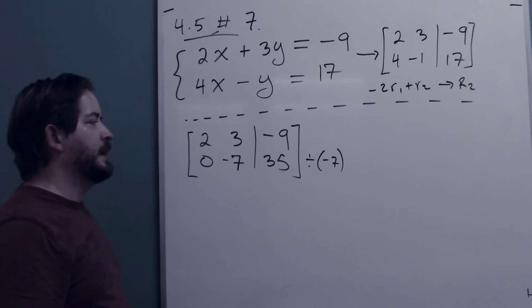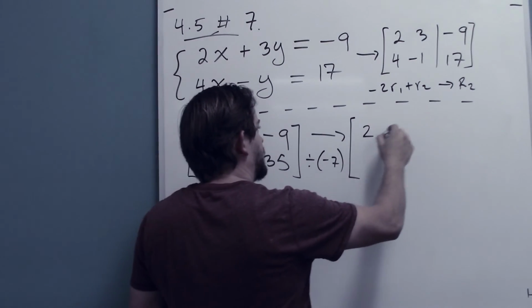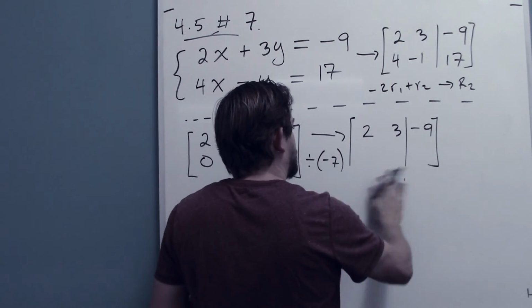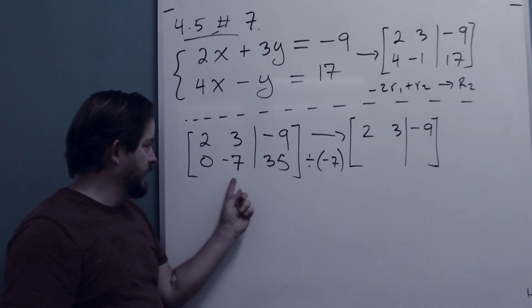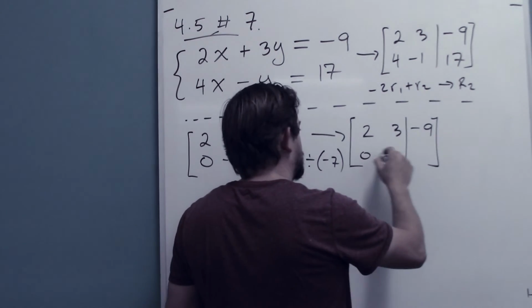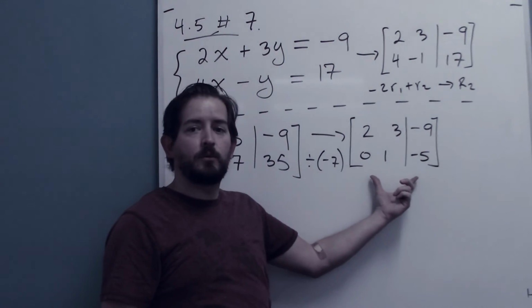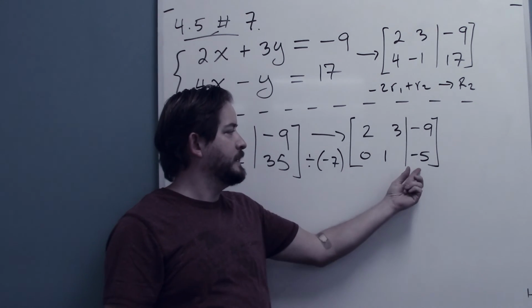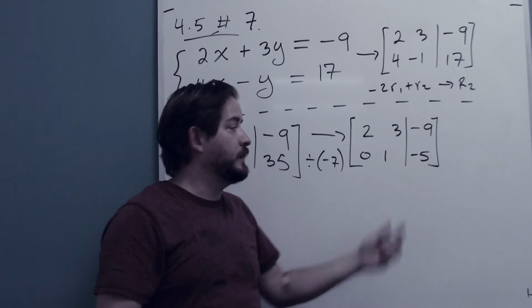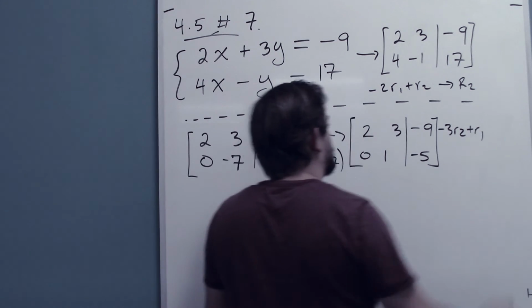Divide that second one by -7, leave the top alone. So 2, 3, -9. And dividing by -7 gives me 1 and -5. So 0, 1, -5. And I'm halfway in both my work and to a solution. Y is -5. I want this 3 to be a 0, and I'm going to use this 1 to do that. So -3 row 2s plus row 1.